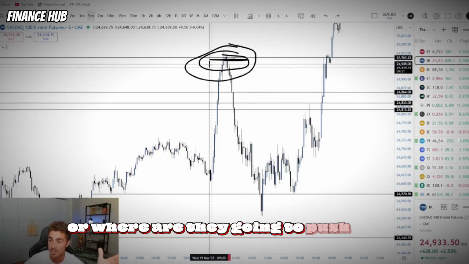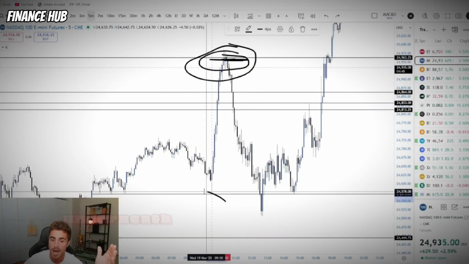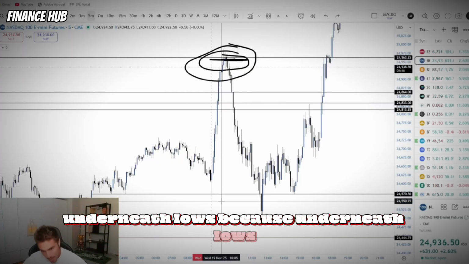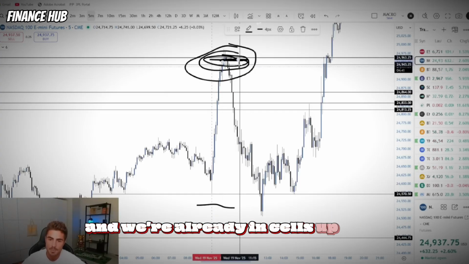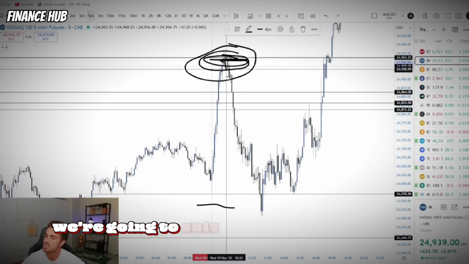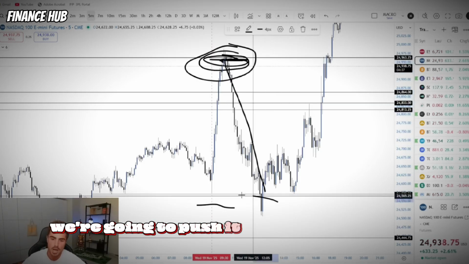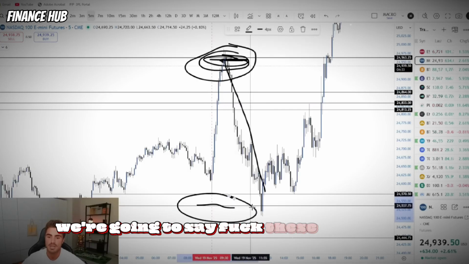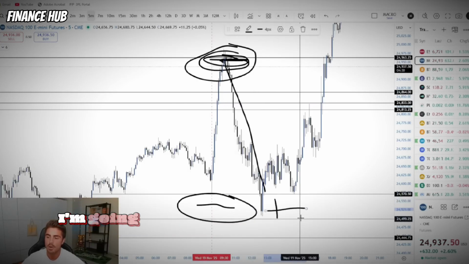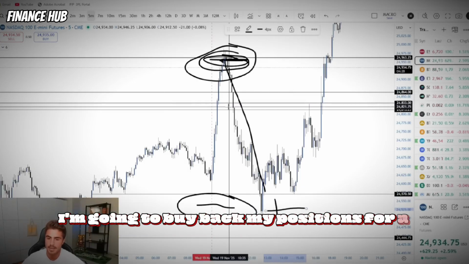Or where are they going to push price to be able to offload these positions? Underneath lows, because underneath lows, what are people willing to do? They're willing to sell, and we're already in sells up here. So what are we going to do? We're going to tank the market. We're going to push it underneath a low. And then once we get it underneath a low, we're going to say, forget these guys. Boom, I'm going to buy back my positions for a lower price.